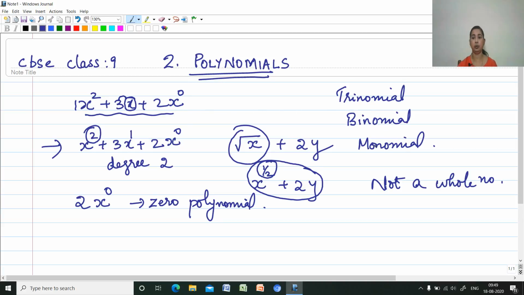So you know what a monomial, binomial and trinomial are. If there is only one term, we call it a monomial. 2 terms means binomial, and 3 terms means trinomial. Generally we call it a polynomial.